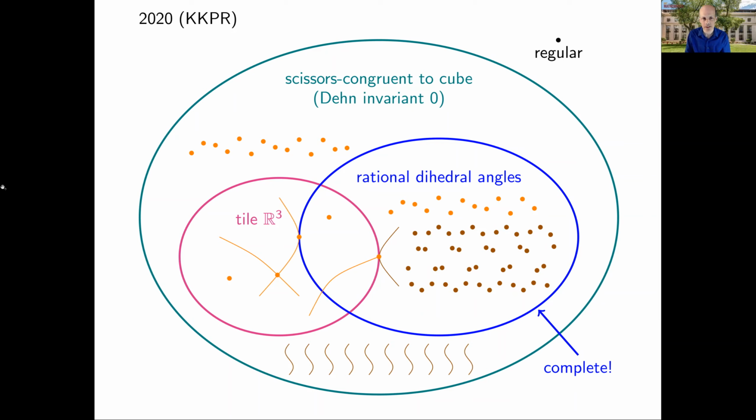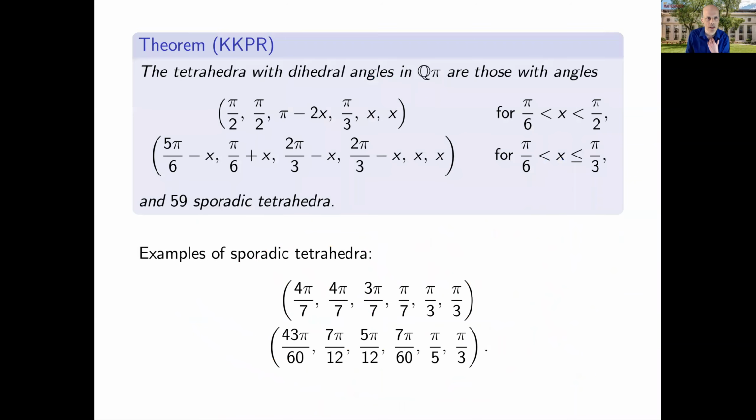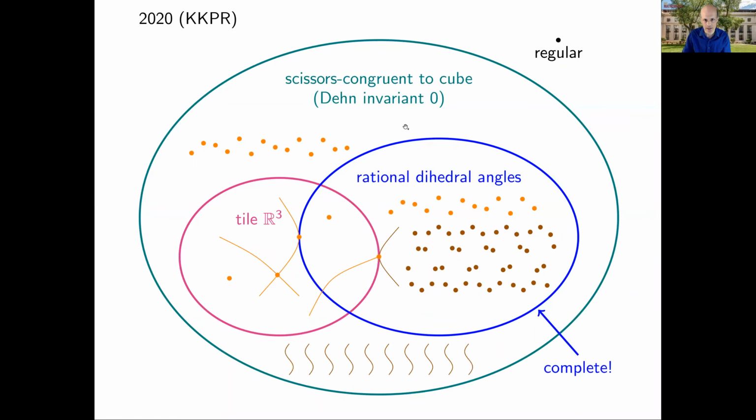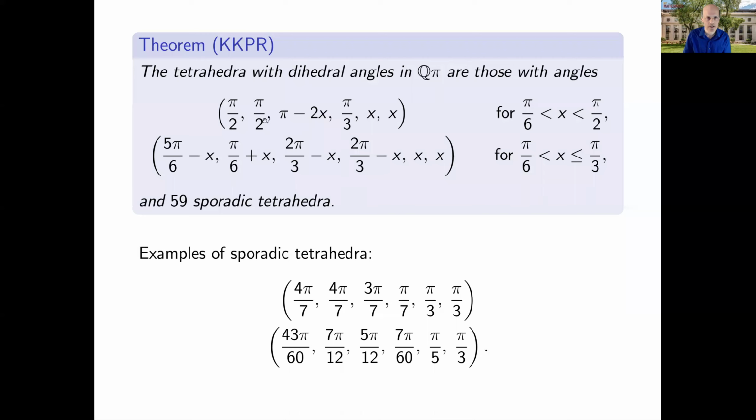So let me now say a little bit about these problems. Here's the classification I gave of these rational dihedral angle tetrahedra, the ones for which all 6 dihedral angles are rational multiples of pi. There are 2 infinite families depending on this parameter x, where x should be some rational multiple of pi in this range, and then these are the dihedral angles.